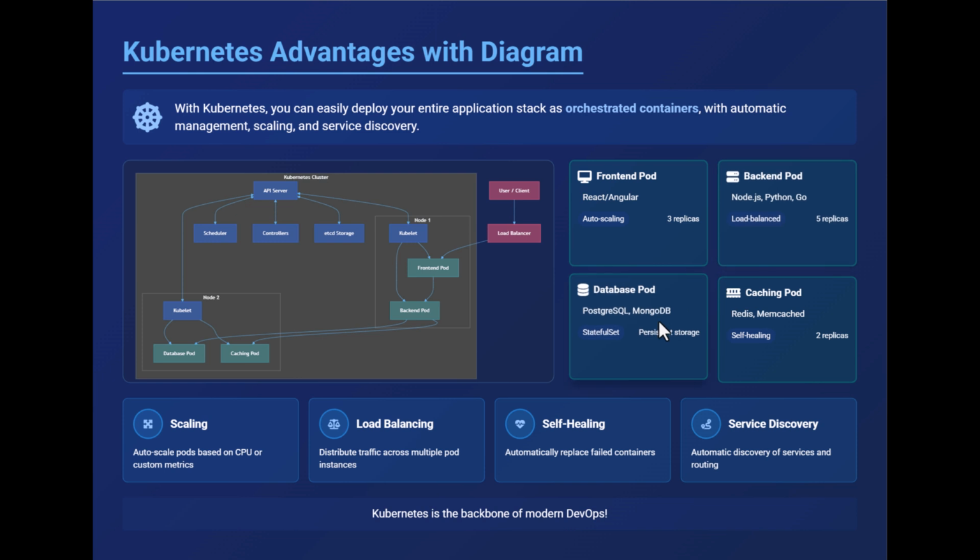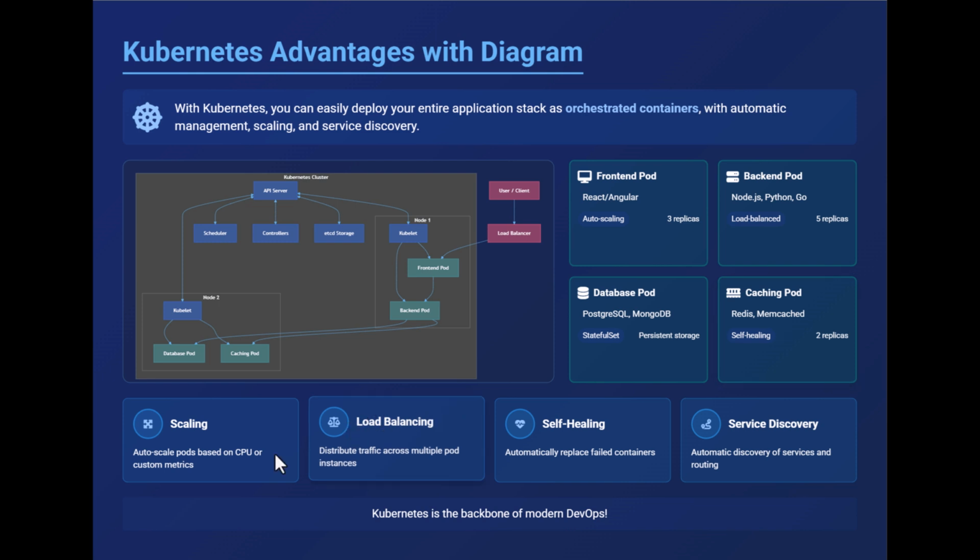Database pods manage the persistent storage like PostgreSQL or MongoDB. It uses a StatefulSet to maintain data consistency even if the pod restarts. Caching pods run fast access tools like Redis or Memcached. Built with self-healing in mind, Kubernetes ensures at least 2 replicas are always active.